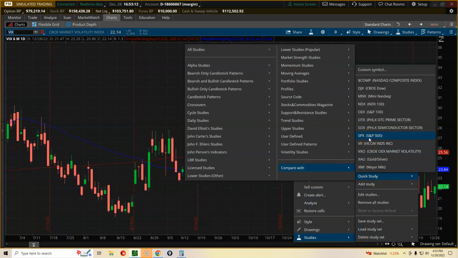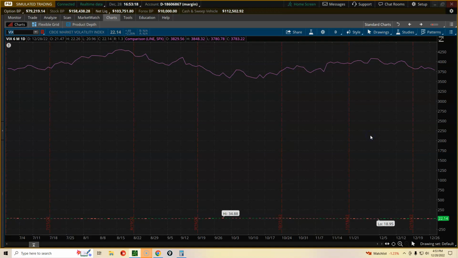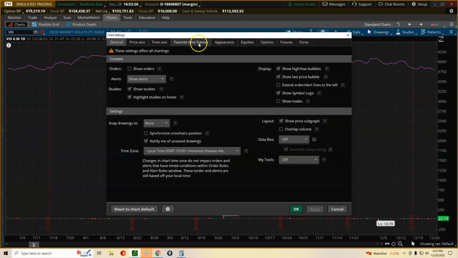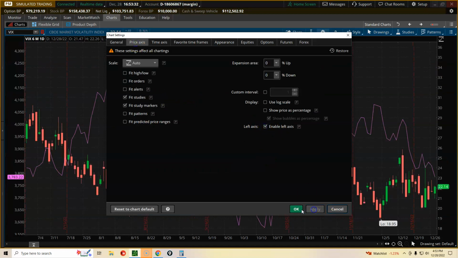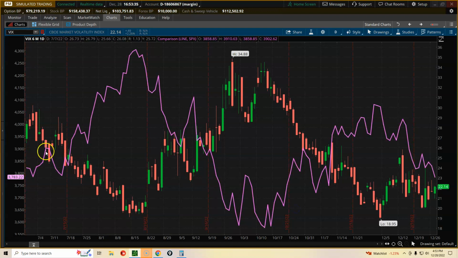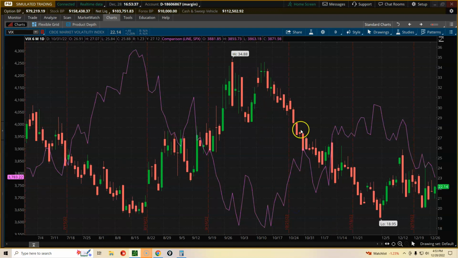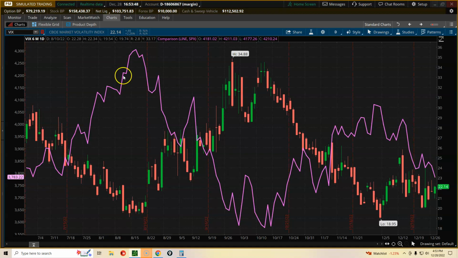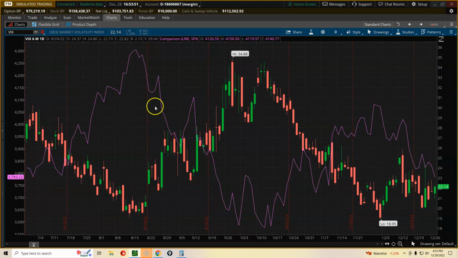Now what I'm going to do, if you notice here, is compare it with the S&P 500. I think I have to enable this left side. So now we have the VIX in candles and SPX on a line chart. And you see, generally speaking, when the VIX is going down, the market's going up. When the VIX is going up, the market's going down.